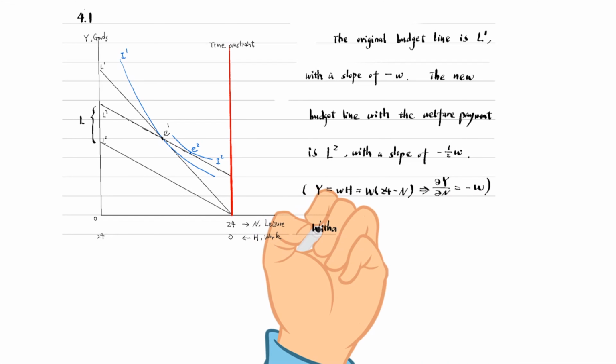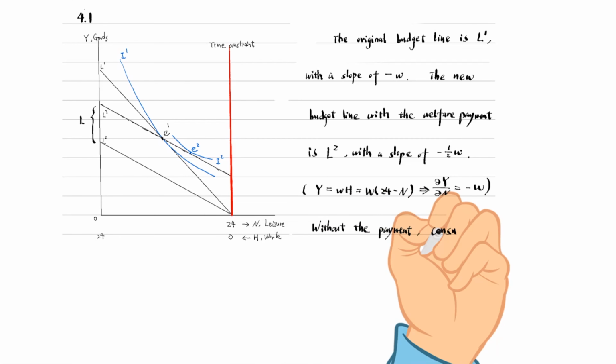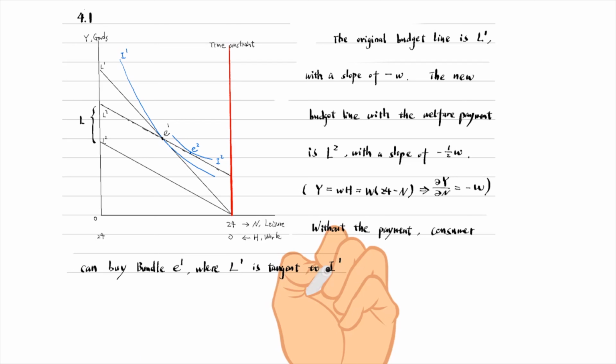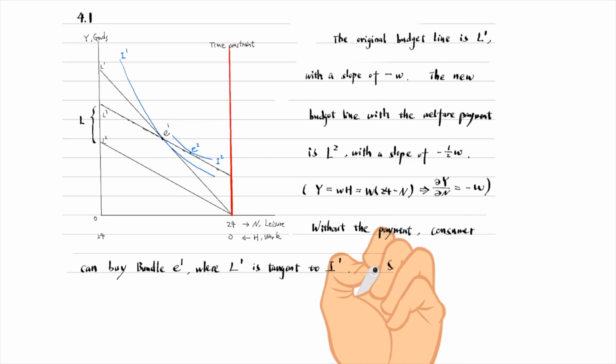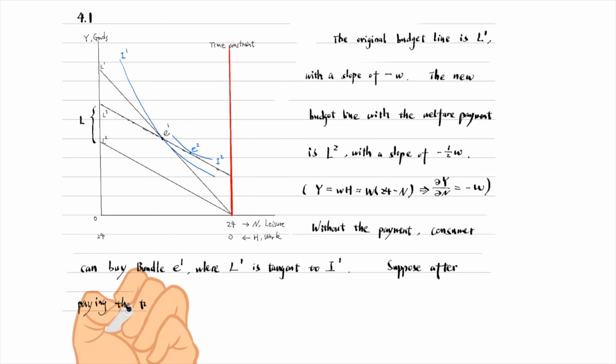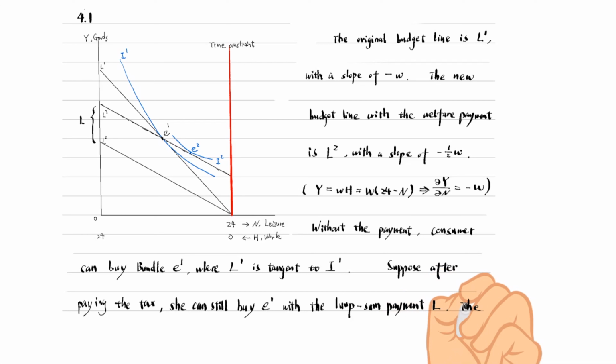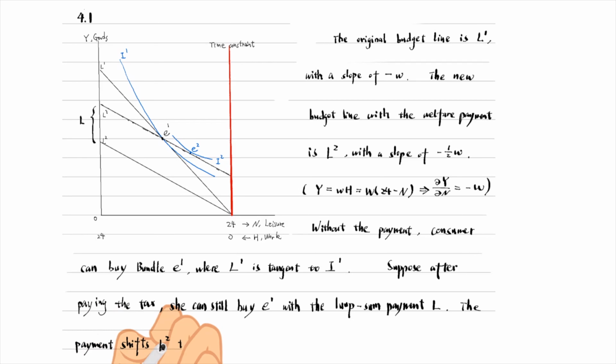Without the payment, the consumer can buy bundle E1, where her original budget line is tangent to the indifference curve I1. Suppose after paying the tax, the consumer can still purchase the same bundle with the lump sum payment of $L. The lump sum payment shifts the budget line L2 upward to L3. L3 is parallel to L2 and goes through bundle E1.